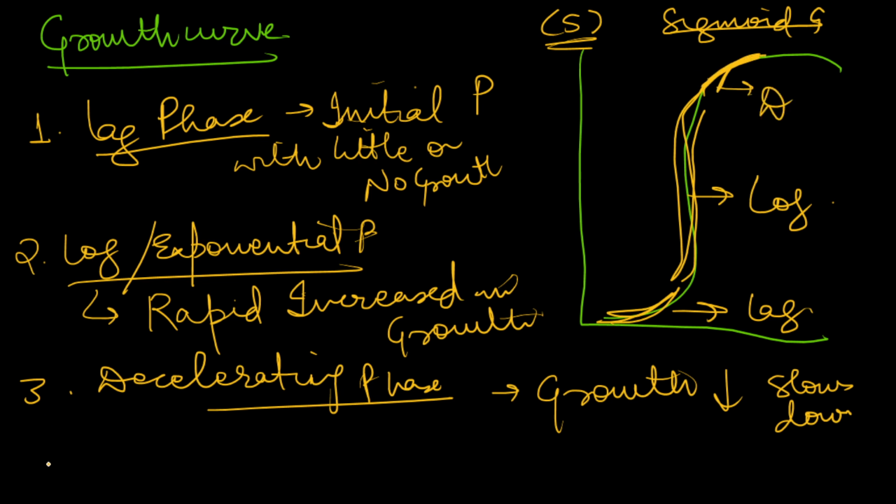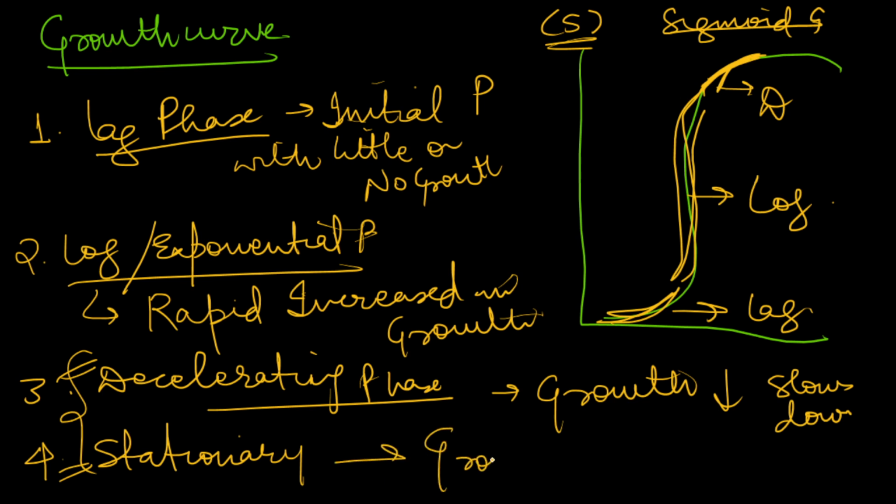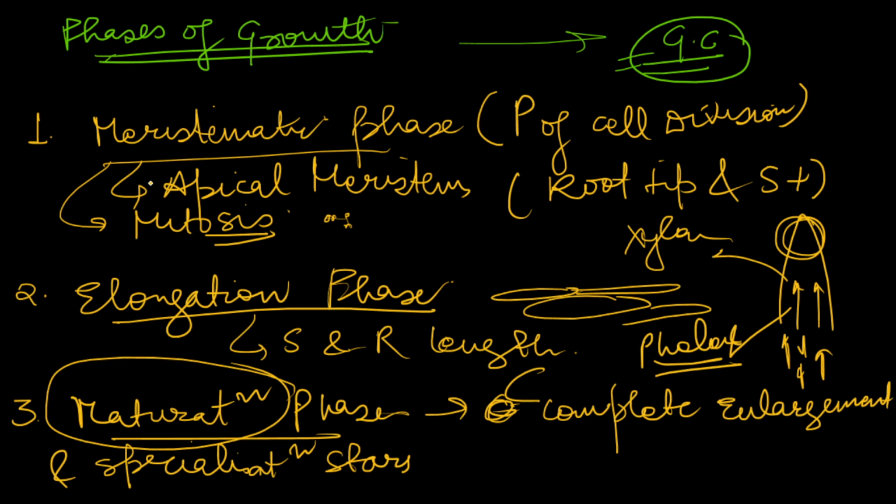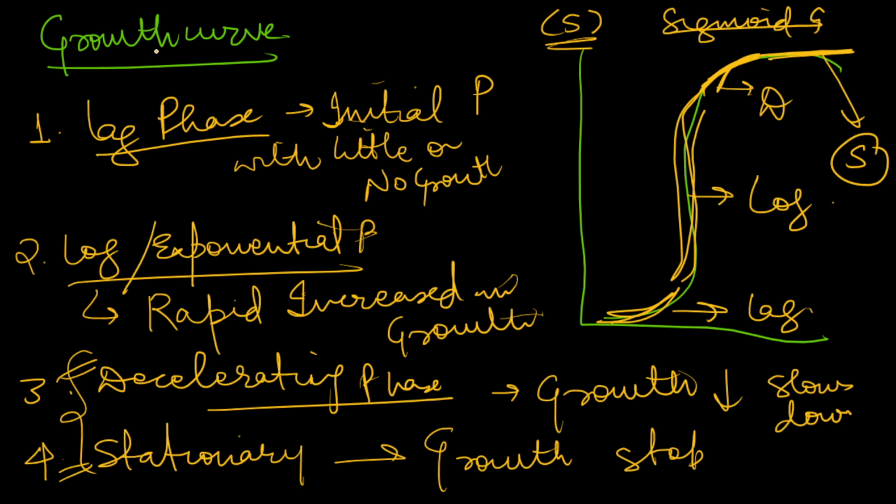And then we have the stationary phase. These two can be compared with the maturation phase, because here the maturation has started and here we have reached maturity. In the stationary phase, growth stops because the cells have reached maturity. This is the sigmoid growth curve, the statistical representation of the different phases. Remember both: the meristematic, elongation and maturation phases, and the lag phase, log phase, decelerating and stationary phase also.